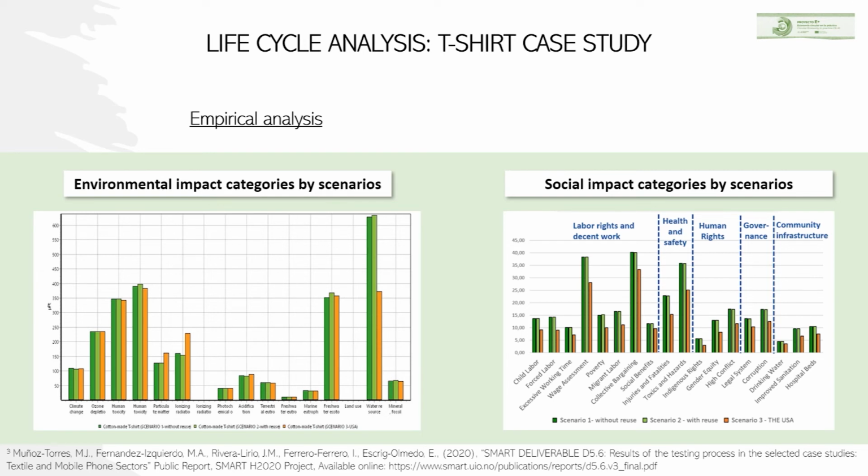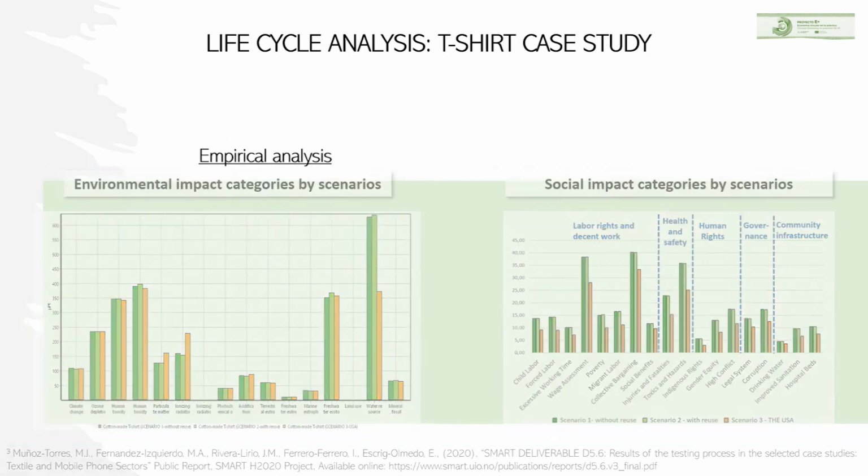Note that the definition of the scenarios and the results come from the two deliverables that Sowers Research Group developed in the context of the European Horizon 2020 project, SMART project. Therefore, for more information, see Deliverable 5.2, List of best practices and KPIs of the textile products life cycle, and Deliverable 5.6, Testing Sustainability Assessment Tool in the selected case studies from textile and mobile phone sectors.